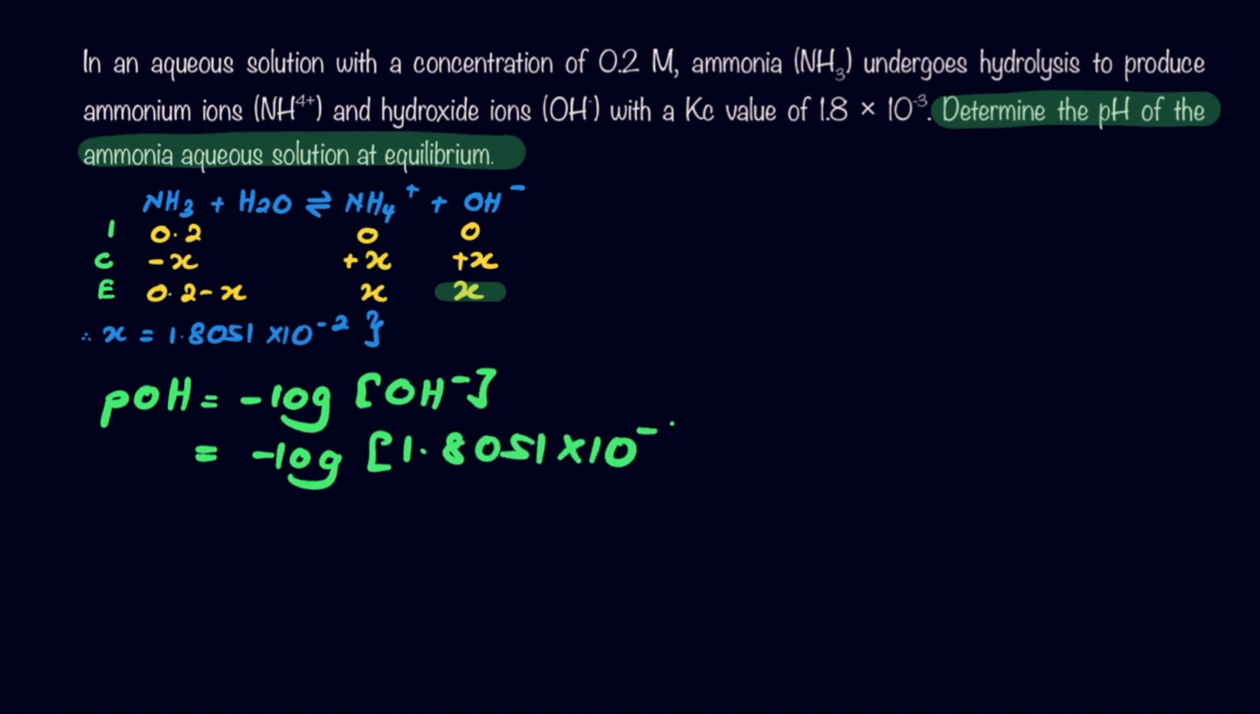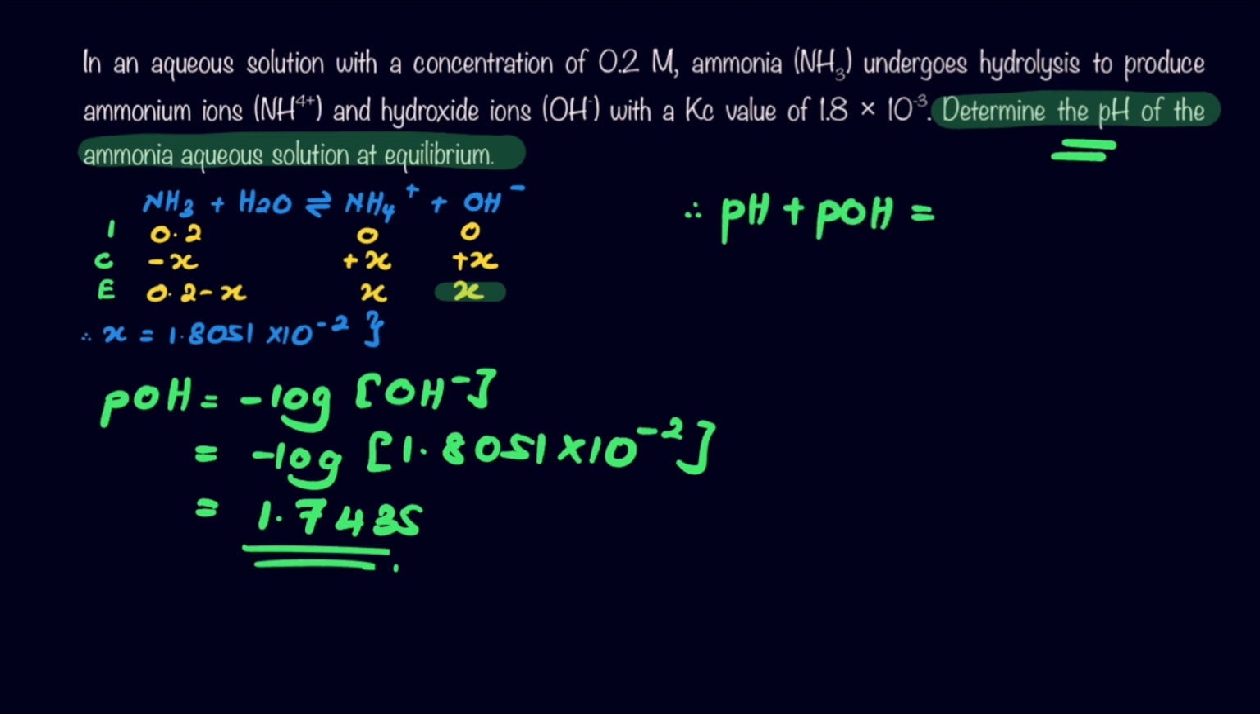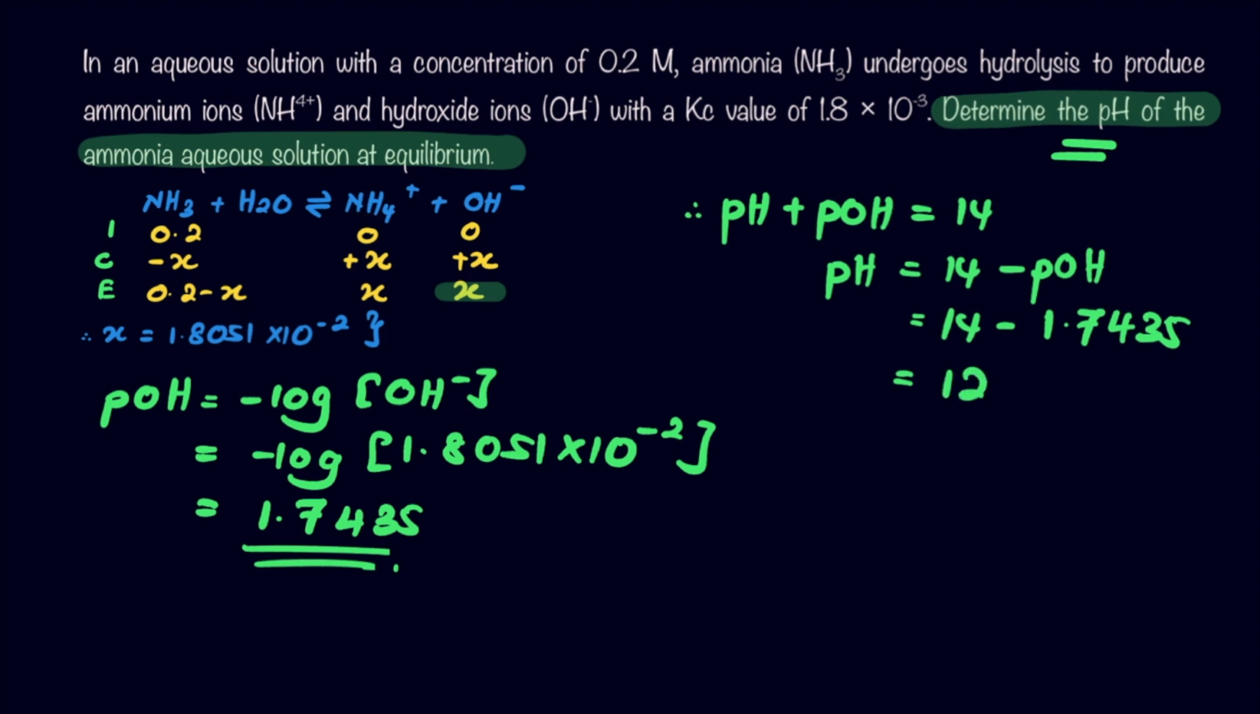1.8051 times 10 to the power of negative 2. Therefore, you will get your pOH is equivalent to 1.7435, right? But in the question, you were asked to find what is the pH. So pH plus pOH is equivalent to 14. So your pH is equivalent to 14 minus your pOH, equivalent to 14 minus 1.7435. Therefore, you will get your pH is equivalent to 12.2565. So this is the final answer for the first question.